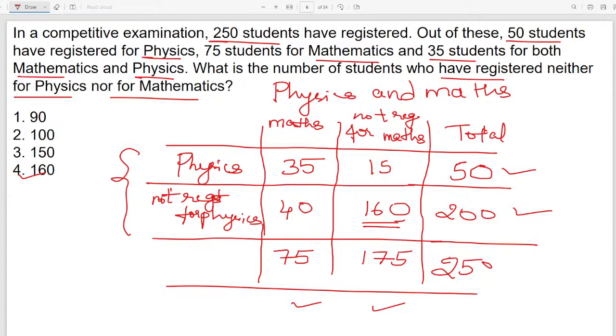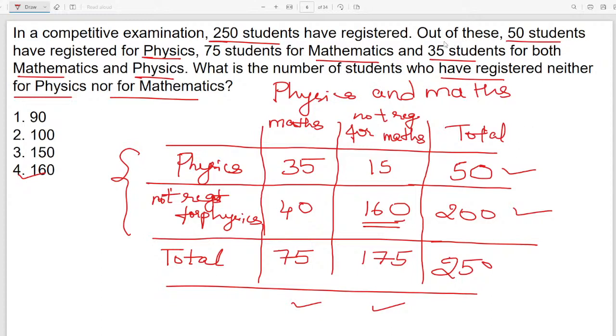And then what we do is we write the third row and the third column. This is the third row. Third row will have total. And here the third column will have total. They have told that totally there are 250 students. So this 250 we will write it here.